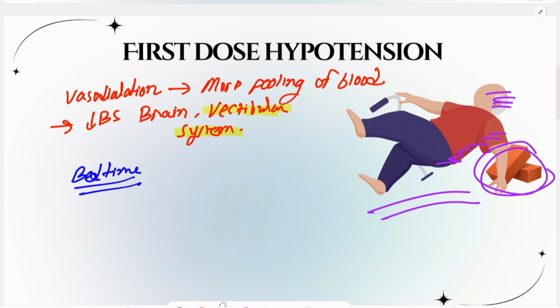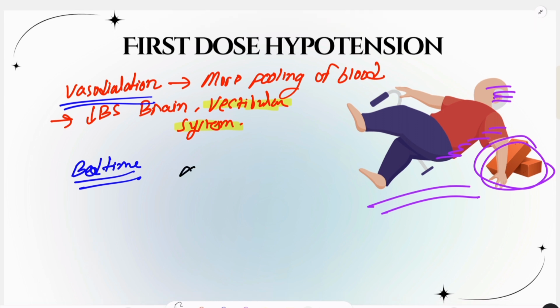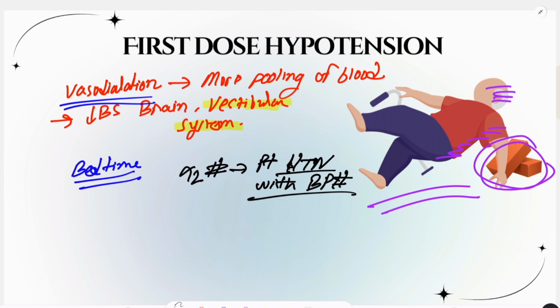So this vasodilatory effect is harmful in a normal person, but we can use this vasodilatory effect in a patient with hypertension. So alpha 1 blockers are useful in patients having hypertension with benign prostatic hyperplasia. It will help in both of these conditions. But in a normal patient, this vasodilatory effect is not required.